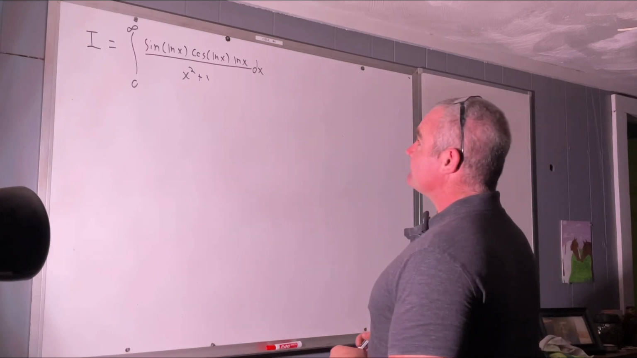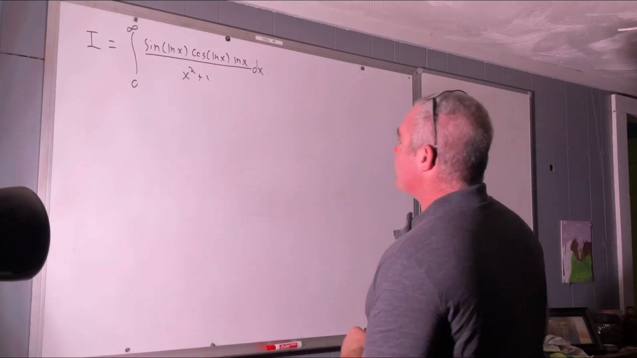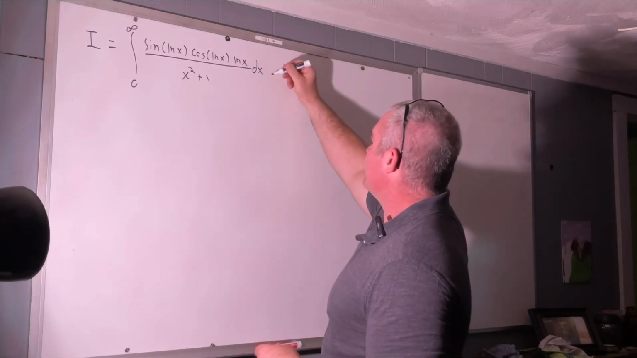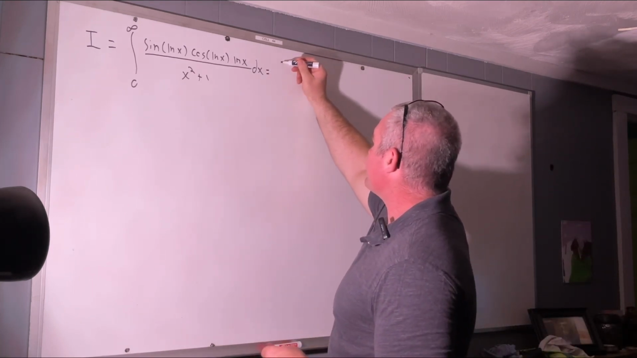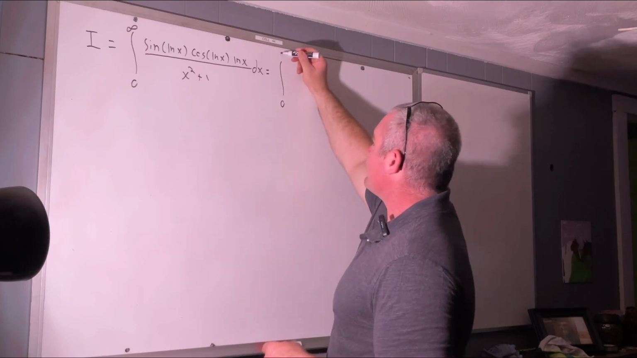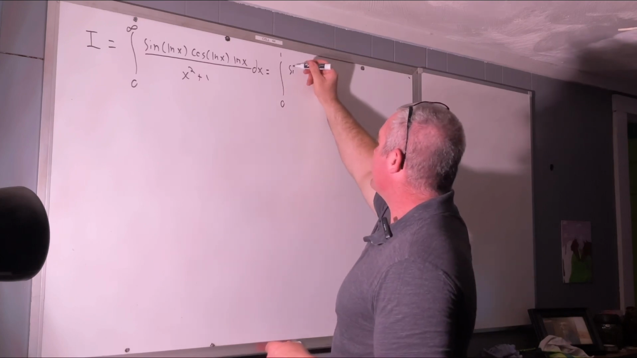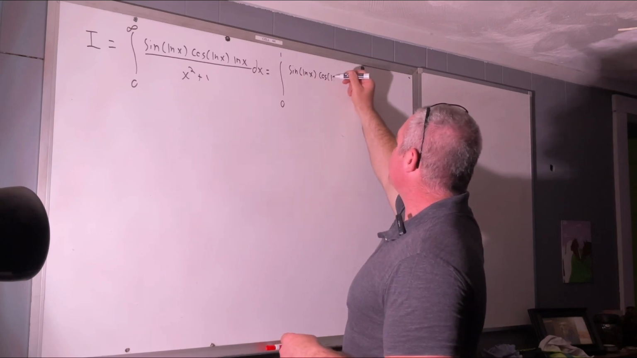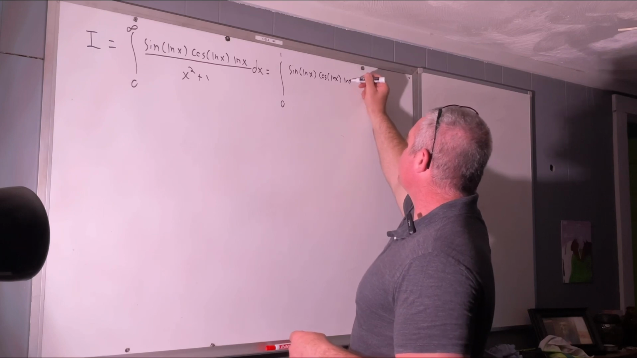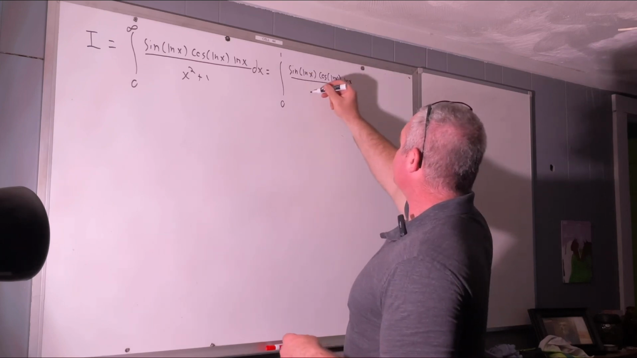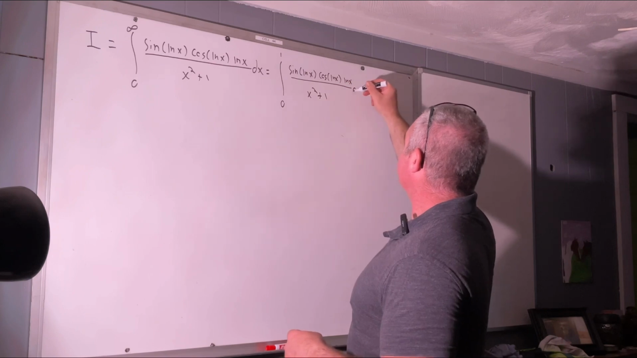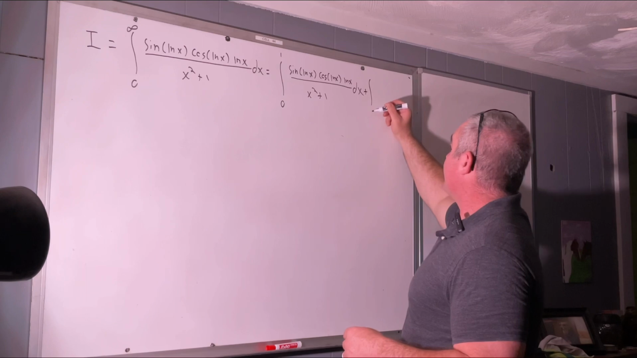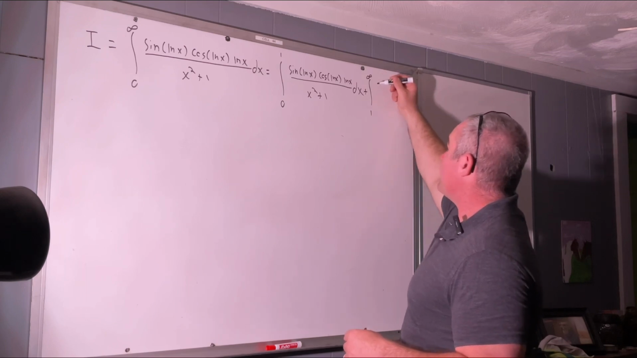Okay, so the first thing that we want to do to solve this is break it up into two separate integrals. And this should be familiar. The first one will go from 0 to 1, and then plus the integral from 1 to infinity of the same thing.